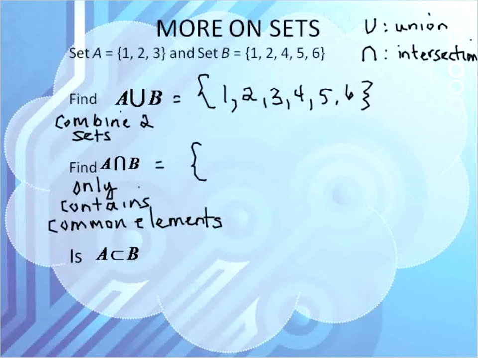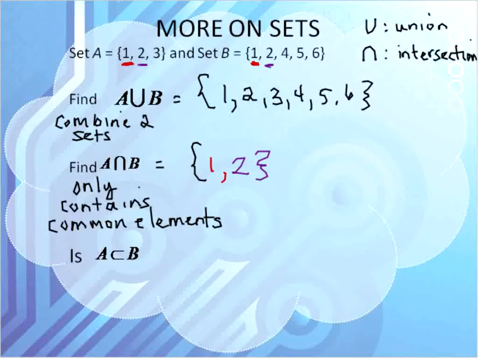So if we look at the two sets here, we have a 1 in both. So 1 is going to be part of it. We have a 2 in both. So 2 is going to be part of our set. But that's all we have. 3, 4, 5, and 6 aren't common in both sets. So 1 and 2 are the only ones that we have there for A intersect B.